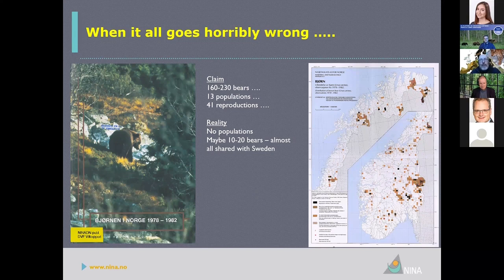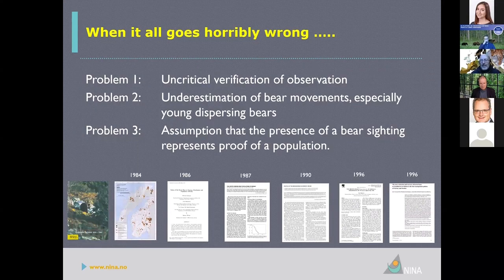What was actually behind this was probably no more than 10 or 20 bears, because they had uncritically accepted observations as being bears, even if they weren't verified. They had totally underestimated the ability of one young male bear to cross hundreds of kilometers and be seen by many people. So just because you have one male bear walking through a district doesn't mean you have populations everywhere it goes. They really did not have a scientific basis for making the transition from number of observations to a population. And the problem is, this data was actually published in scientific journals.